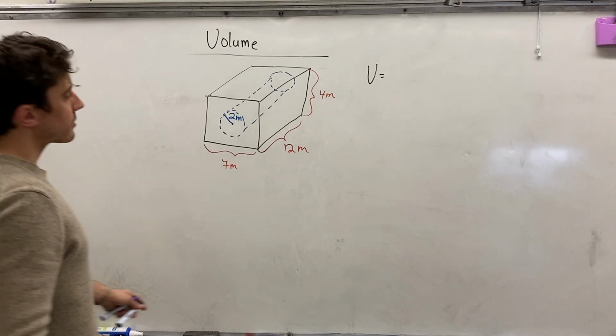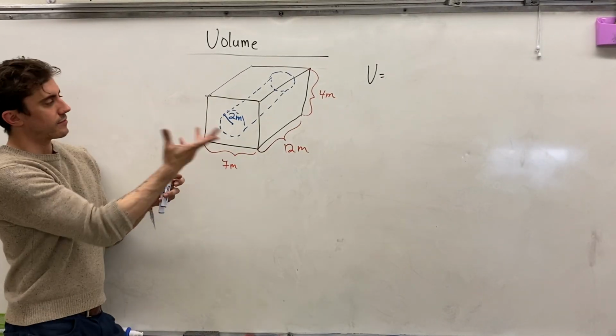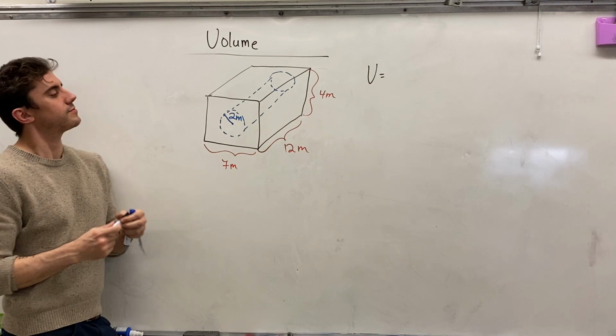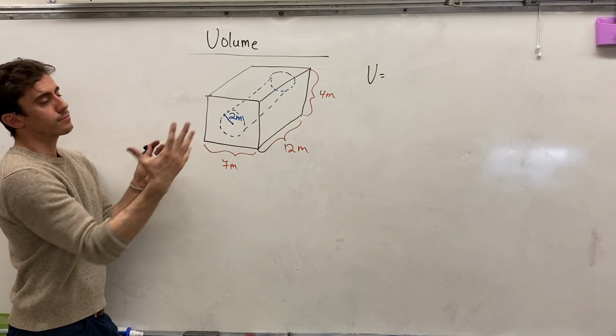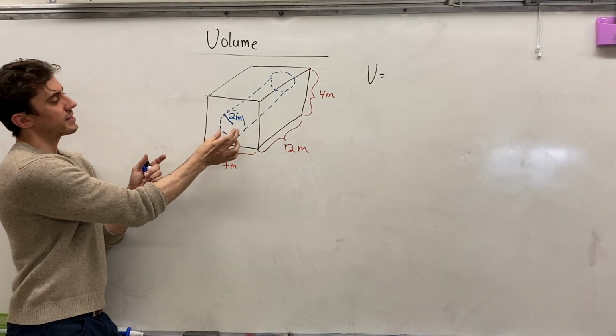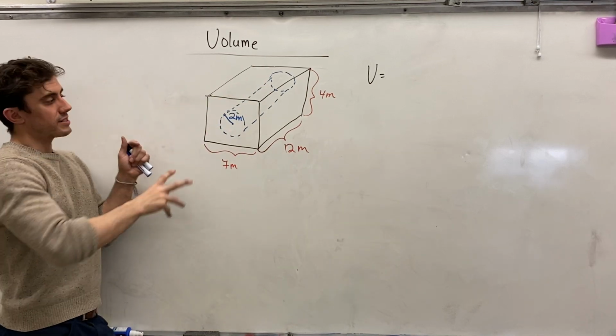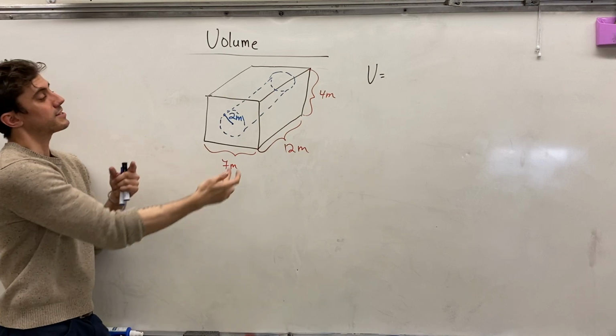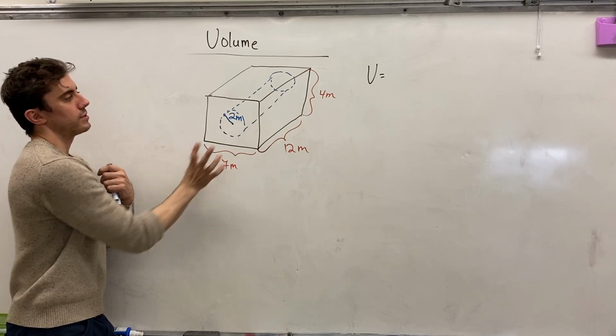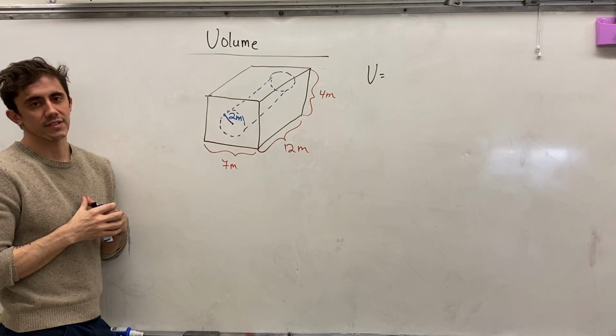Good afternoon, everyone. Today we're going to do a video on volume, namely the volume of this composite object. What we have is a rectangular prism, the form of a box of sorts, with a cylinder cut out inside the center of the box. So we're going to take the volume of the rectangular prism and subtract away the volume that is made up of the cylinder in the center.